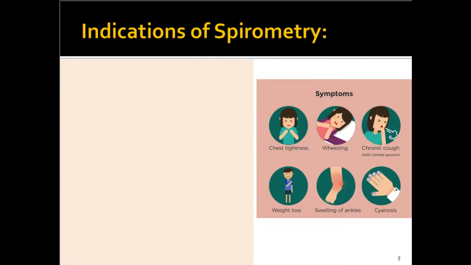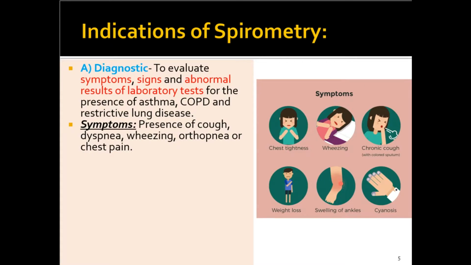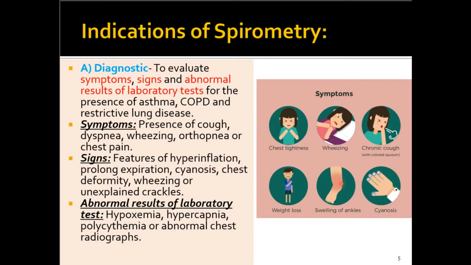Indications of spirometry. A. Diagnostic: to evaluate symptoms, signs and abnormal results of laboratory tests for the presence of asthma, COPD and restrictive lung disease. Symptoms: presence of cough, dyspnoea, wheezing, orthopnea or chest pain. Signs: features of hyperinflation, prolonged expiration, cyanosis, chest deformity, wheezing or unexplained crackles. Abnormal results of laboratory test: hypoxemia, hypercapnia, polycythemia or abnormal chest radiographs.